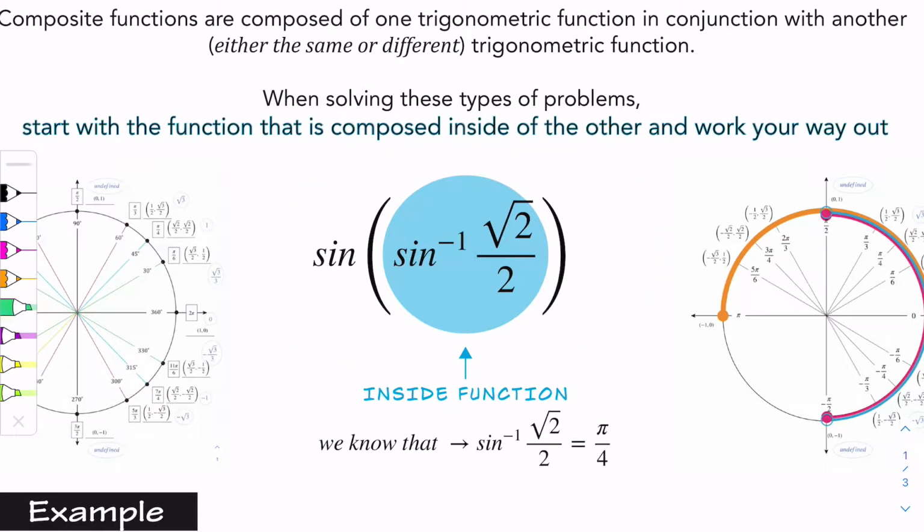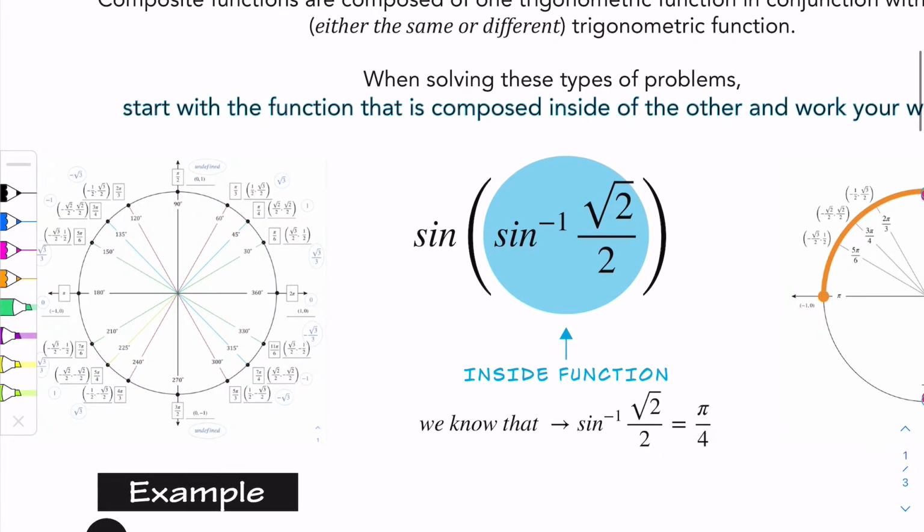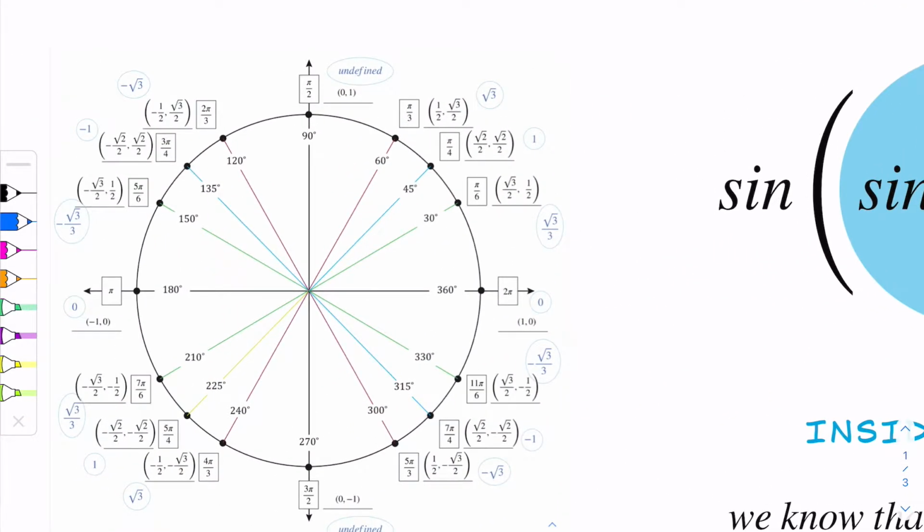So the inside function is what you have to evaluate first, and then you evaluate the outside function to give you your final answer. With problems like these, you're evaluating both sine and the inverse of sine, so you have to be very careful as to what unit circle you're using. So this is the original unit circle. And the original unit circle is used to find all trig functions.